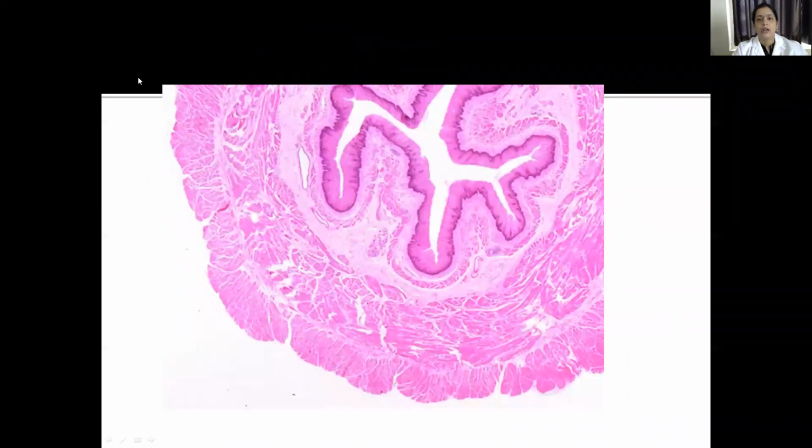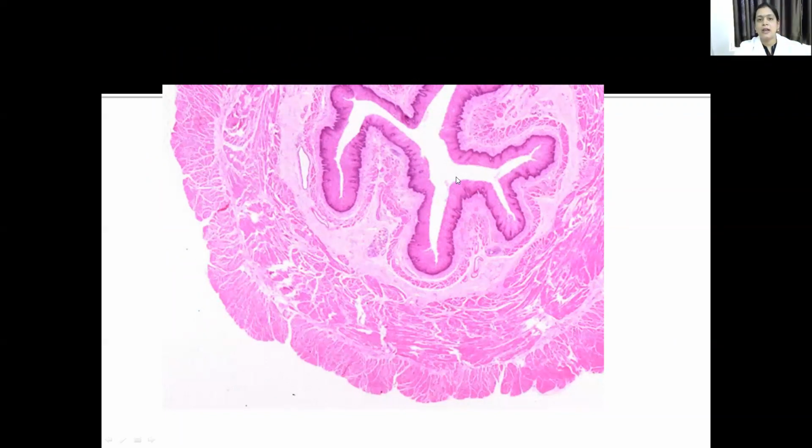So we have now learned about four syndromes: Plummer-Vinson syndrome, Mallory-Weiss tears, and Boerhaave syndrome, right? You have to remember all these syndromes. This can be given as a multiple choice question for you.